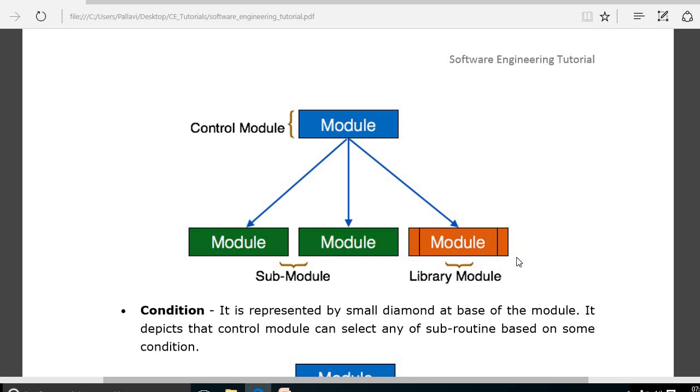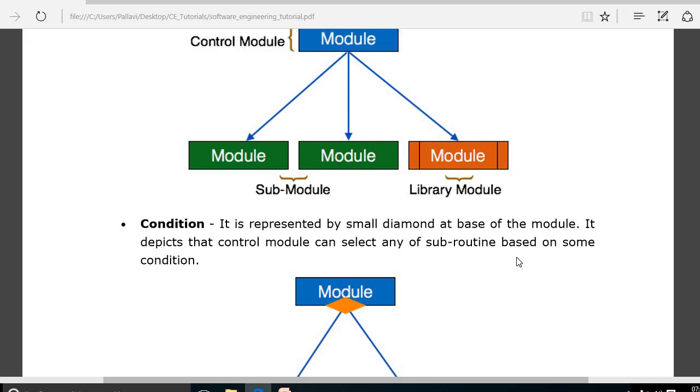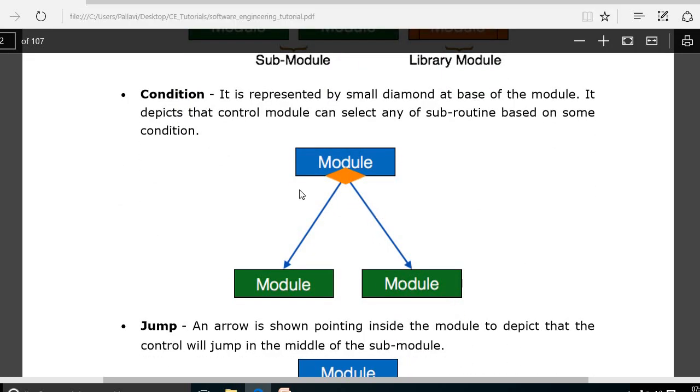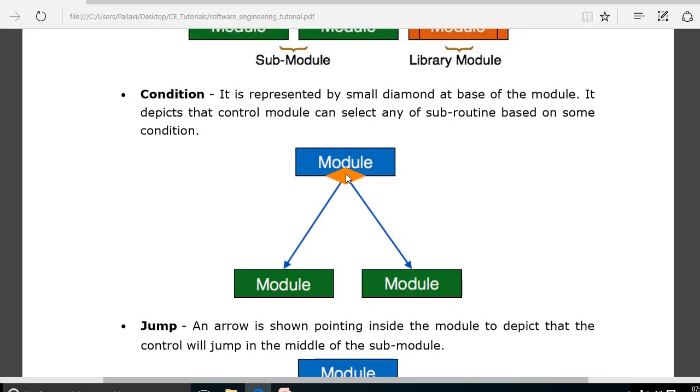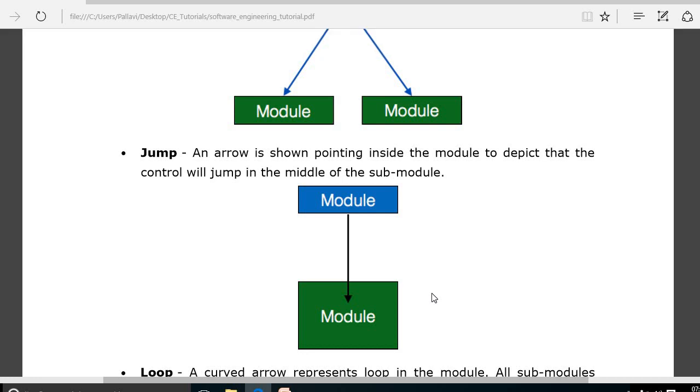So condition is represented by a small diamond at the base of a module. It depicts that the control module can select any subroutine based on some condition. So this is the condition. Based on this condition, if the condition is satisfied, then it takes this module, and otherwise this module. Jump: the arrow shown pointing inside the module depicts that control will jump to the submodule. So the control jumps from this module to this module. We show it in this way.